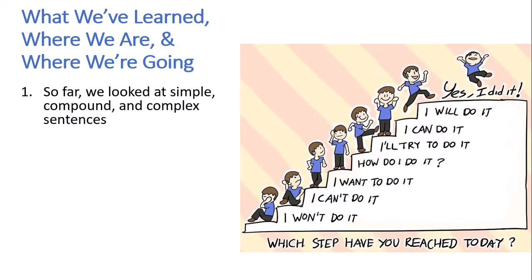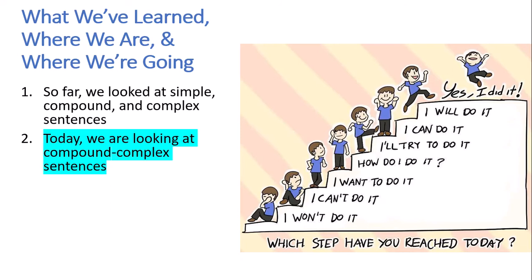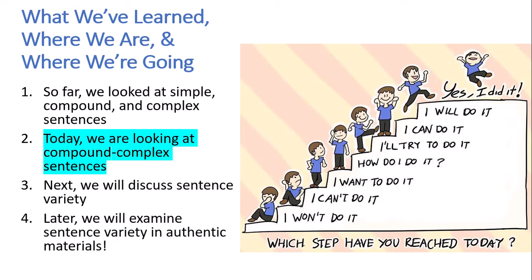What we've learned and where we're going. So, what step are we on today? So far, we looked at three sentence structure types: simple, compound, and complex. Today, we are looking at compound complex sentences. And next, we will discuss sentence variety. Finally, later, we're going to look at sentence variety in authentic materials.